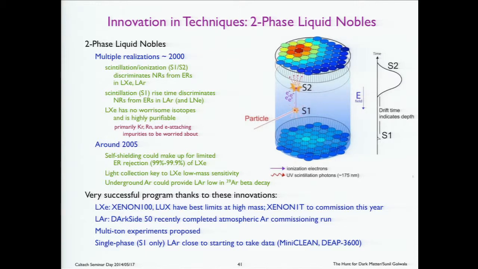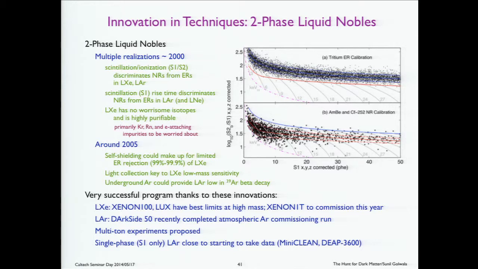And if you apply an electric field, then the electrons will drift up, and you can actually extract them from the liquid, have them avalanche in a gas region, and then they produce light also. So then you get a second pulse of light called S2. And the amount of the two of these is different for nuclear recoils and electron recoils. And so that's shown here in this data where we look at the ratio of the S2 light to the S1 light as a function of the S1 light.